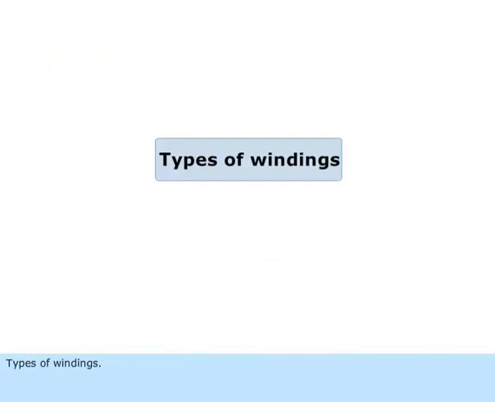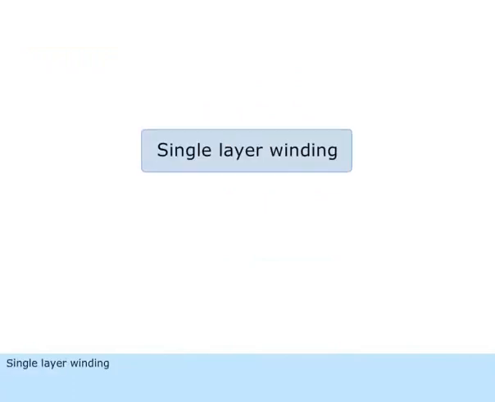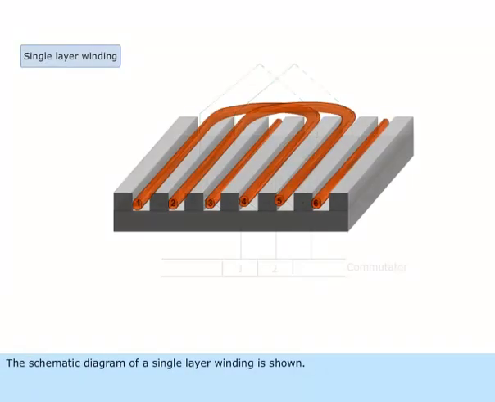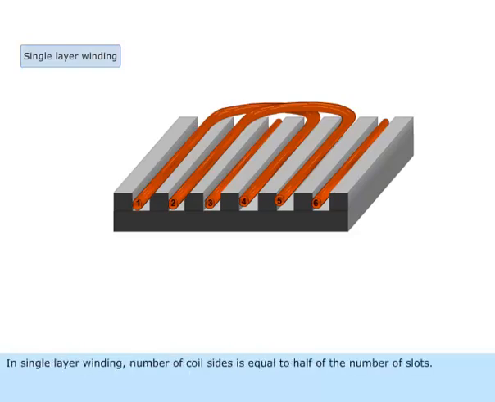Types of windings. Single-layer winding. The schematic diagram of a single-layer winding is shown. In single-layer winding, number of coil sides is equal to half of the number of slots.